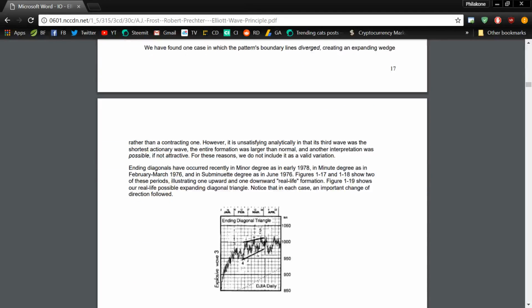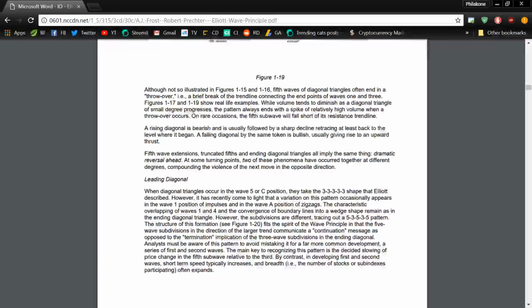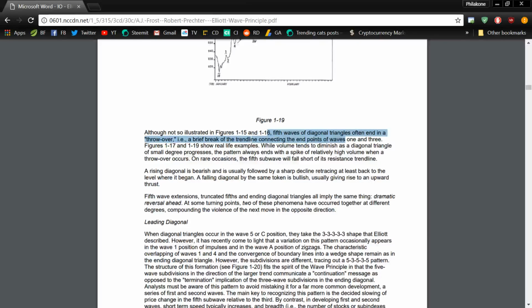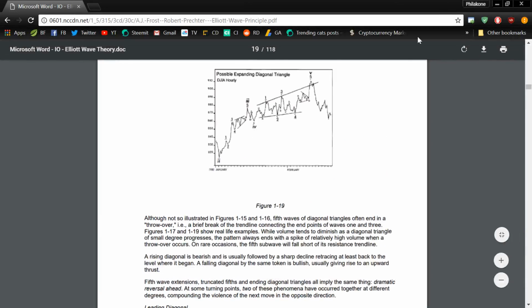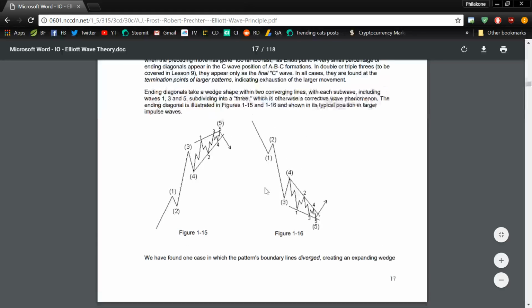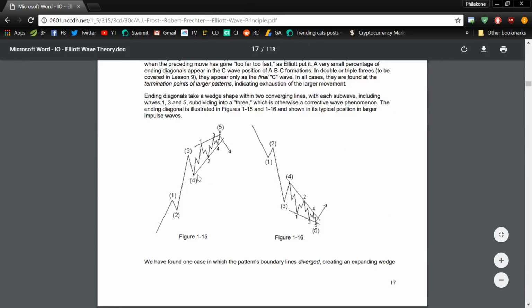And one very important thing to make note of is this right here, okay? Let's see if I can remember where to find it. Fifth wave diagonals often end up with a throw over is how they describe it, a brief break in the trend line connecting the points of waves 1 and 3. This happens because of that process that I was describing to you guys earlier. And now a rising diagonal is bearish, and it's usually followed by a sharp decline, retracing at least back to the level of where it began. So these right here, and the reason why it retraces back to where it began is because wave 4 is now the actual support, right?